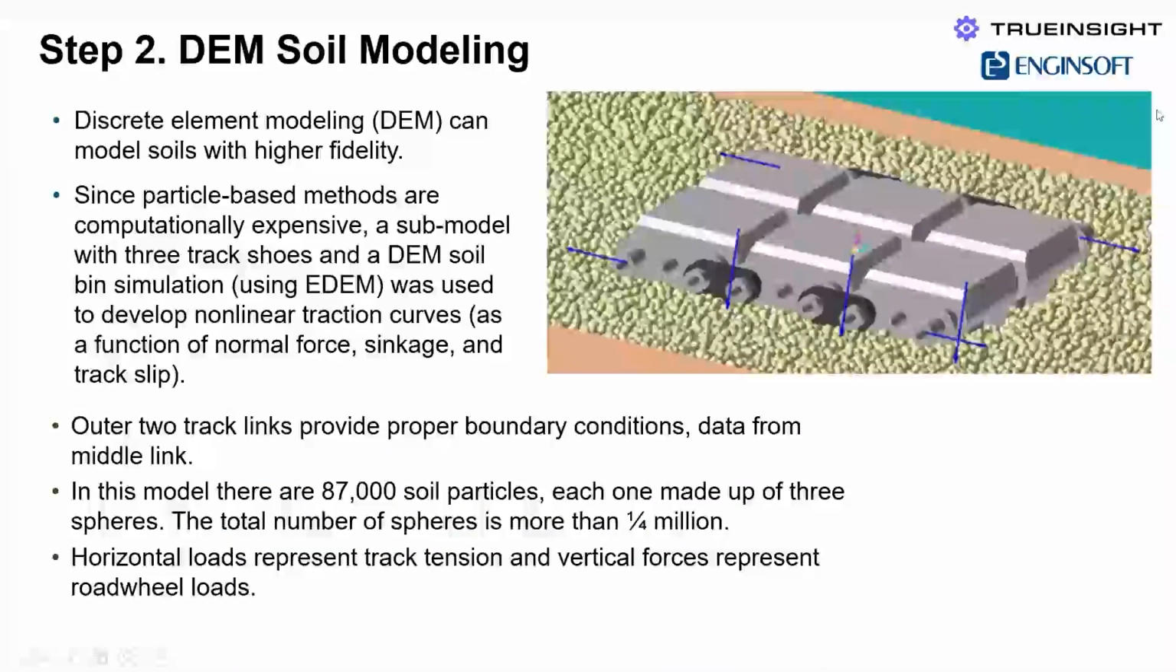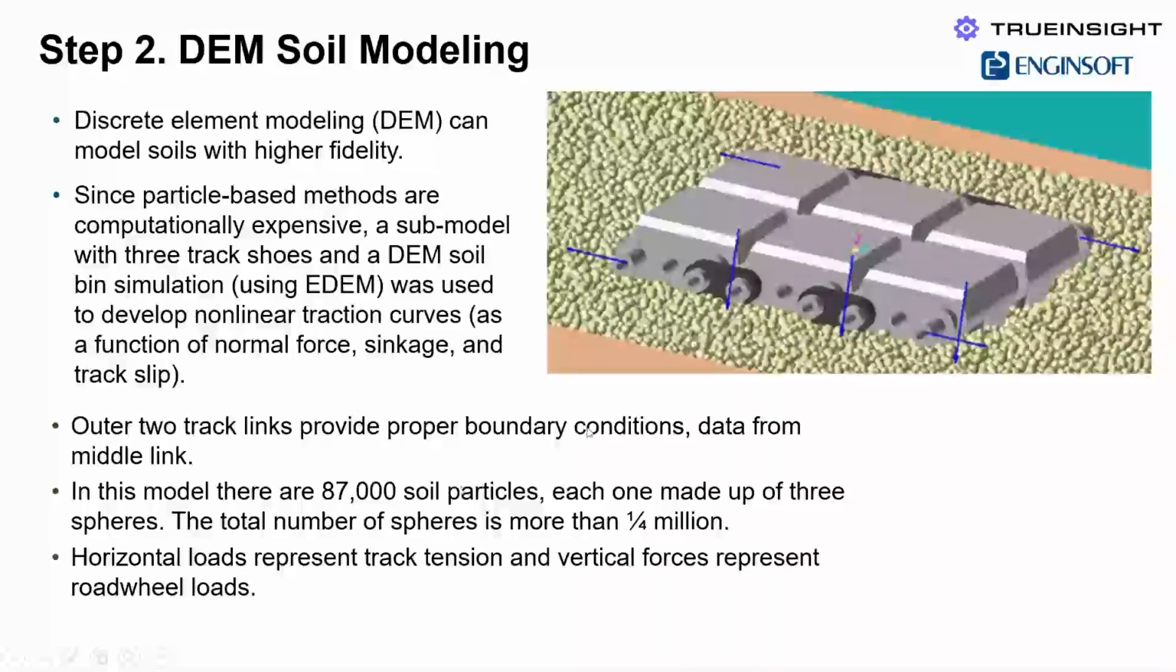Okay, and then to do the soil modeling as I described, again, we have these 3 track shoes. We apply the normal force. The reason for having the 3 track shoes is that the front and the back track shoe are providing the right boundary conditions for the middle track shoe. And then we're measuring what's happening with the middle track shoe. So the front and the back track shoe are just there for setting up the right boundary conditions, but we're not using that particular data, just the data from the middle shoe.